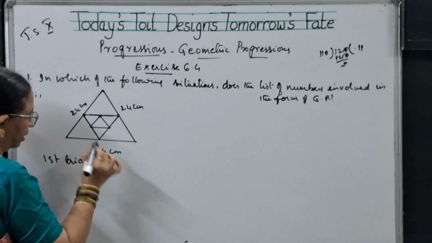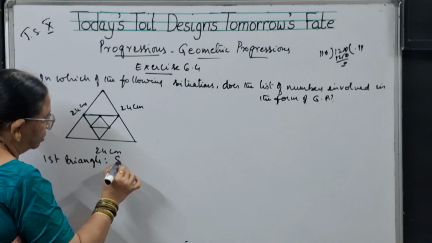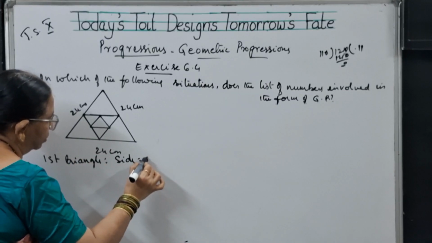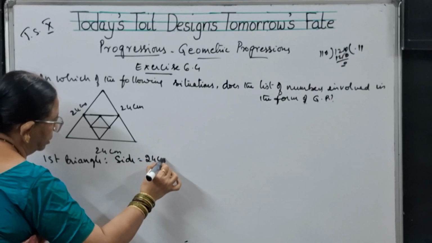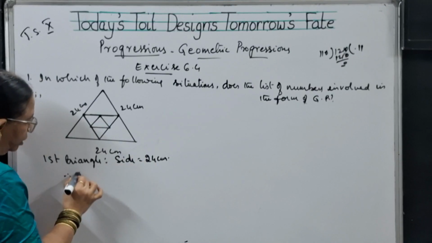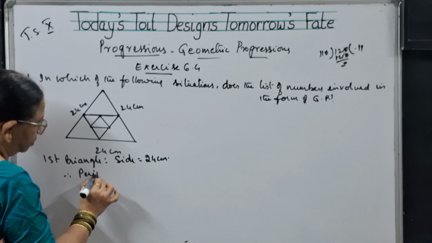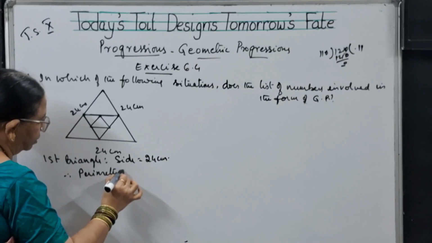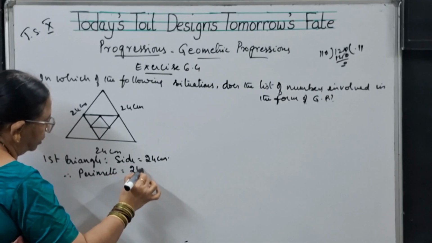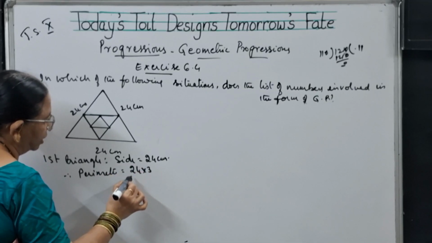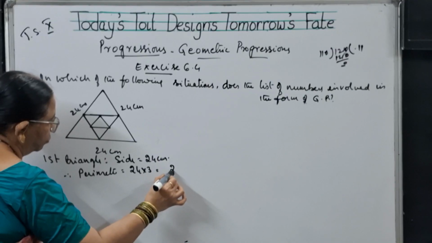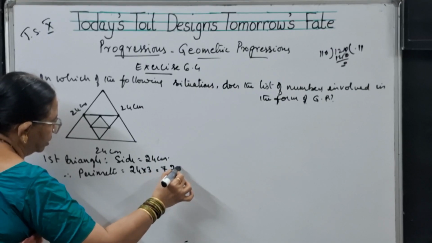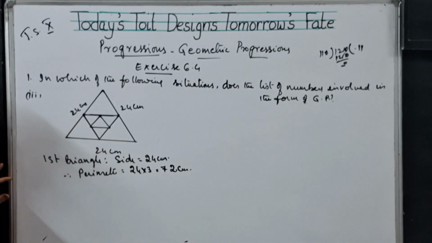Its first triangle side is equal to 24 centimeters. Therefore, what is the perimeter? Perimeter is 24 into 3, because it is an equilateral triangle. That is, 3 fours are 12, 3 twos are 6, 1 seven, 72 centimeters.